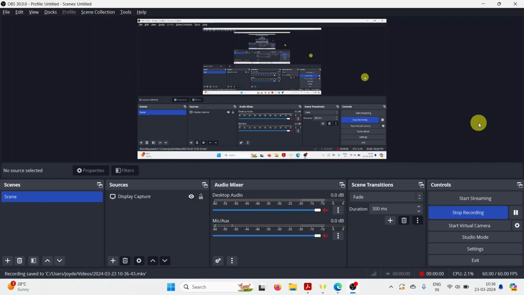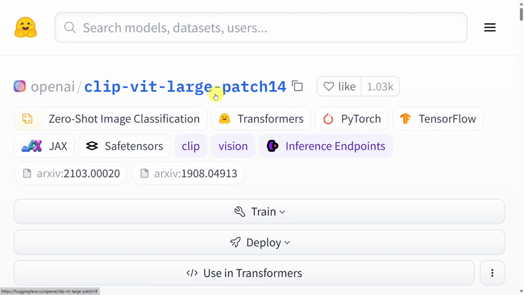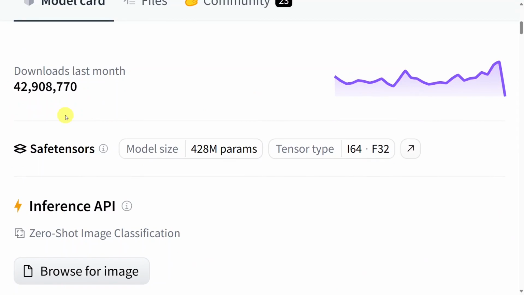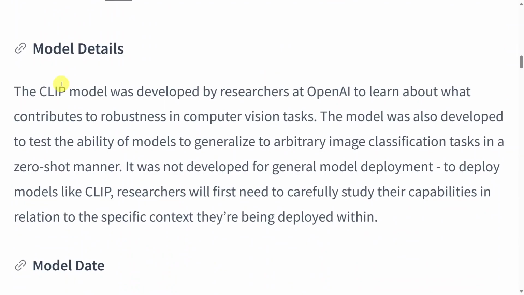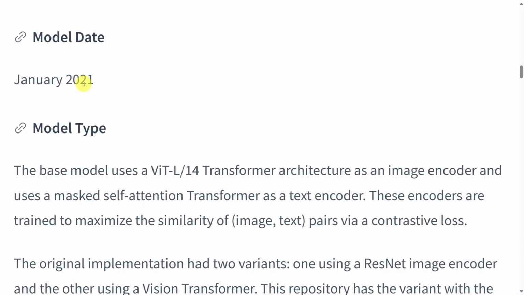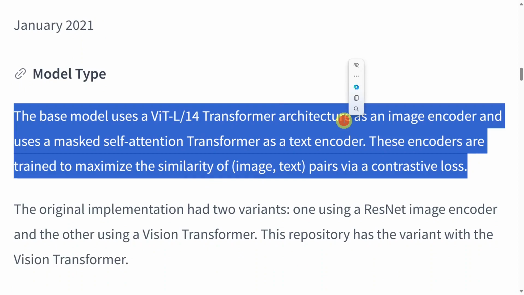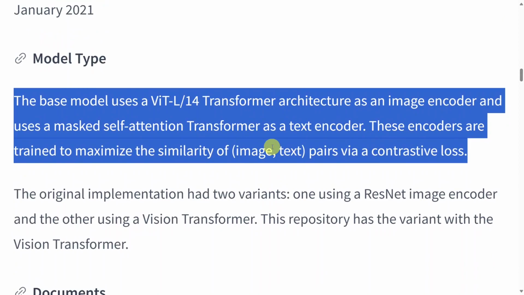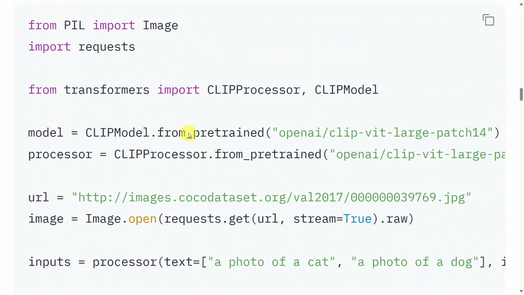So this is the Vision Transformer Large, patch 14. Quite a lot of downloads. This is a very popular model. The CLIP model, this is the basic CLIP model, was developed by researchers at OpenAI. The base model uses a ViT-Large 14 transformer architecture as an image encoder and a masked self attention transformer as the text encoder. So basically an image to text model. Here you can see the code and how to use it.